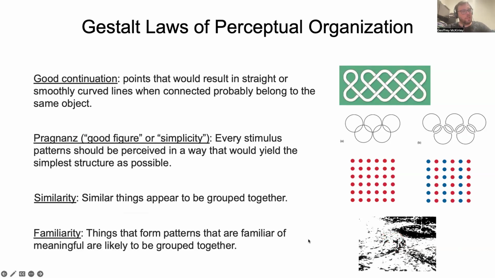Another one is called familiarity. So things that form patterns that are familiar and meaningful are likely to be grouped together. So if you look at this picture, right, you may realize that it looks like there's maybe a dog there, and indeed, that's usually what people think.